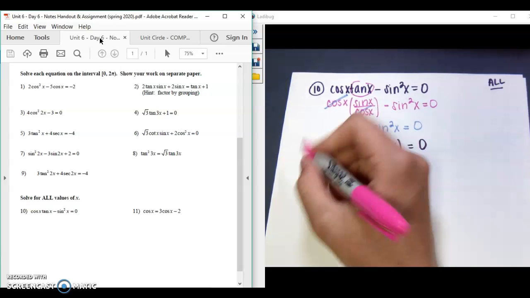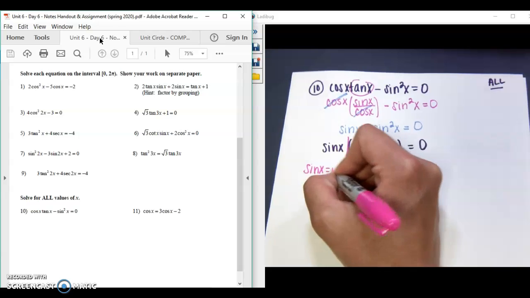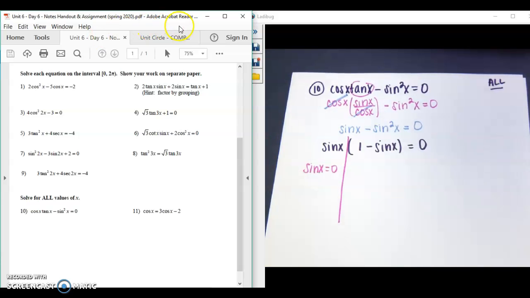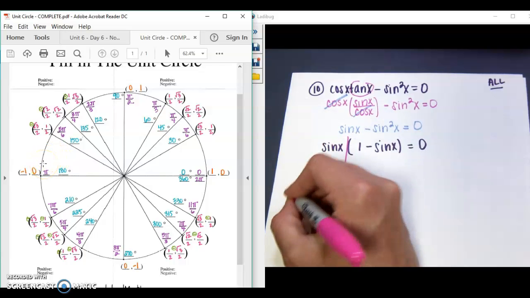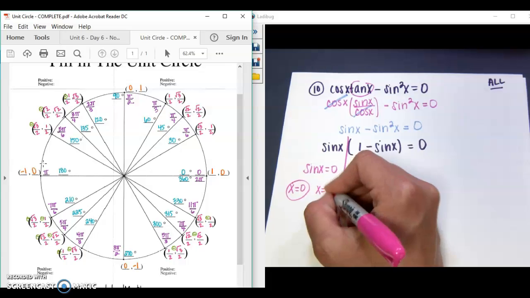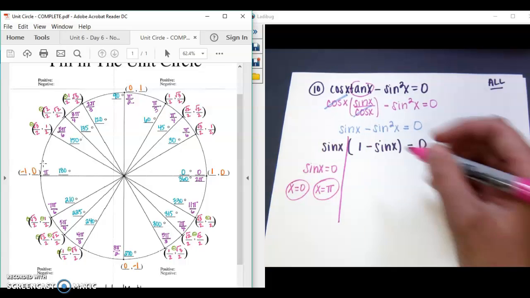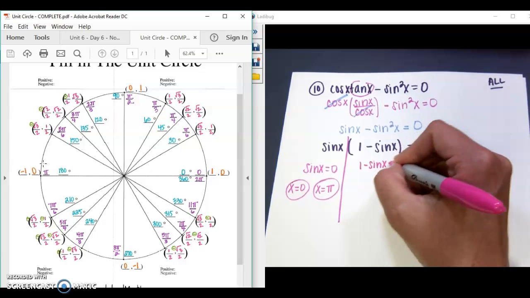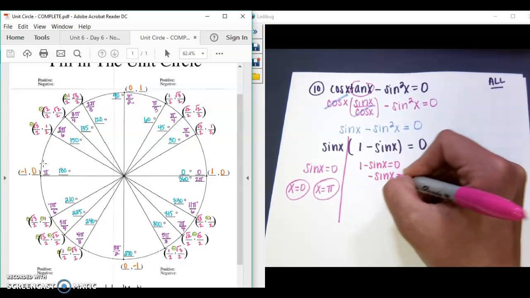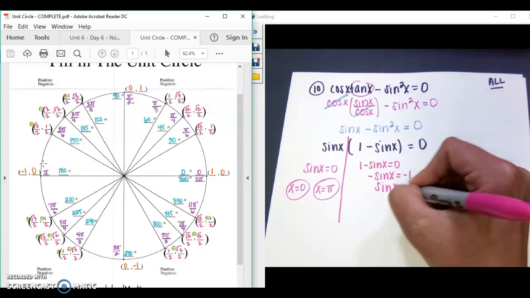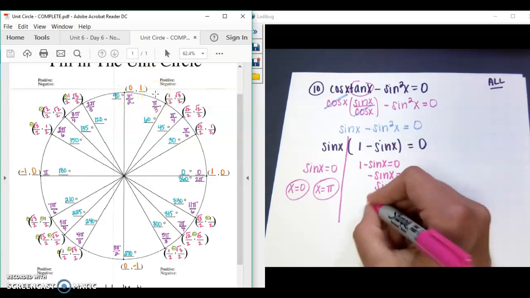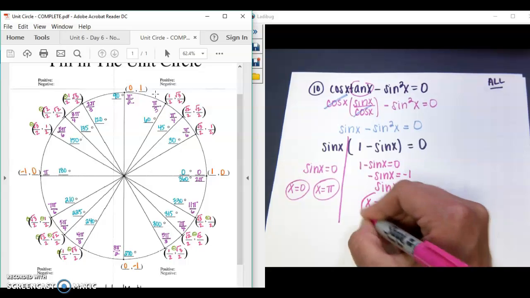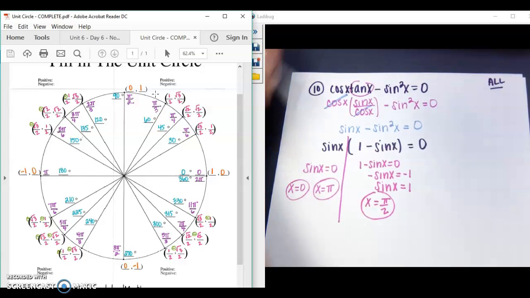So if we set sine x equal to 0, if we take a look at our unit circle, we're looking for when the y value is equal to 0. So that happens at 0 and at pi. And we're going to circle the answers because they're not really going to be the final answers here. And then on the right hand side, if we set it equal to 0, we're just looking for when sine x equals 1 or when the y is positive 1, which happens at pi over 2.